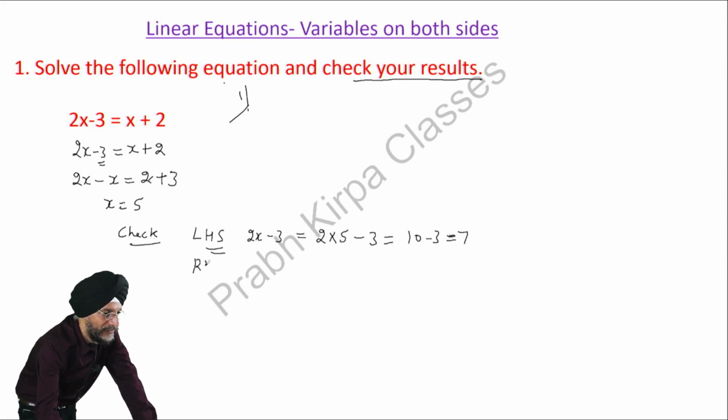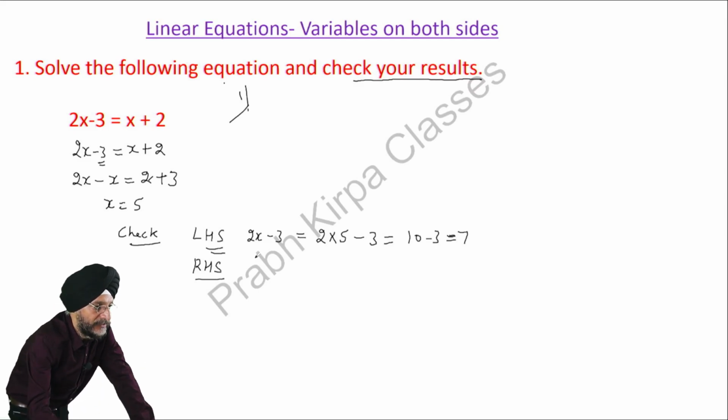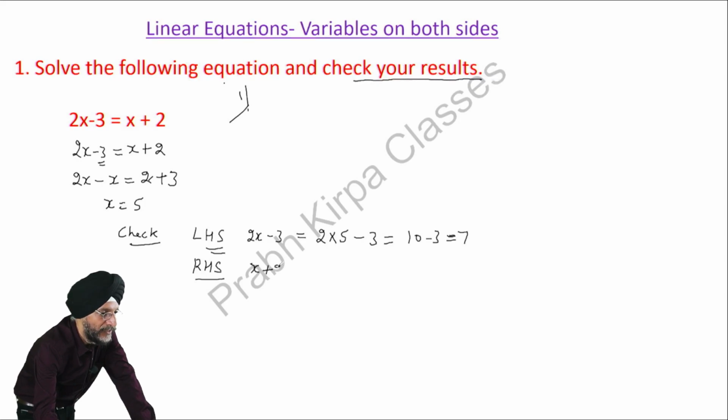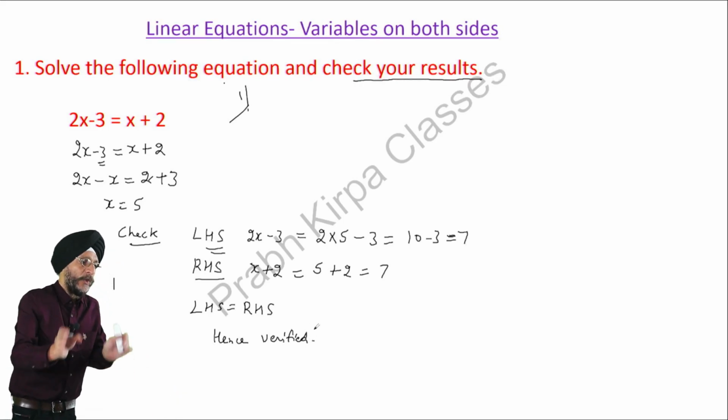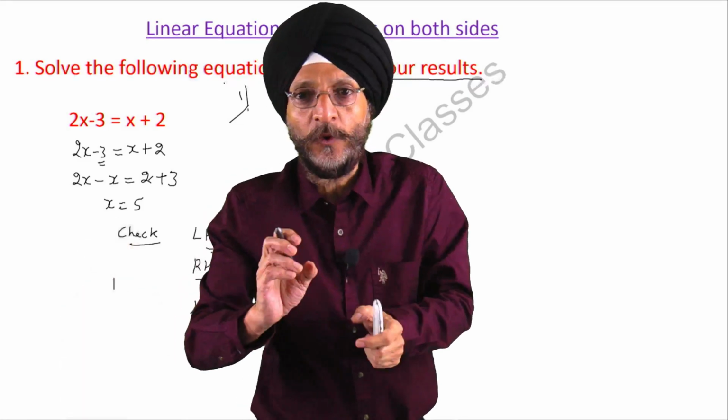So now we will calculate the value of right hand side after putting the value of x. What is the value of x? Here first we will write the right hand side, it is x plus 2. So we will fill in the value of x. 5 plus 2, it is 7. So left hand side is equal to right hand side, hence verified. Verified means equation is okay and the value of x which we had arrived at is also okay.